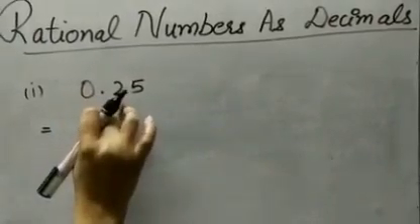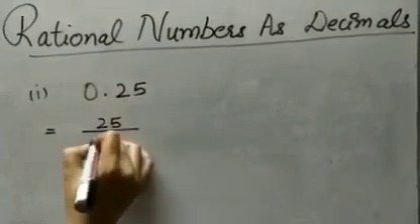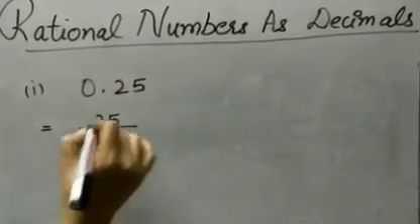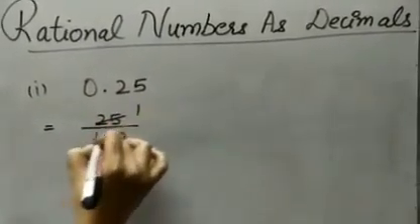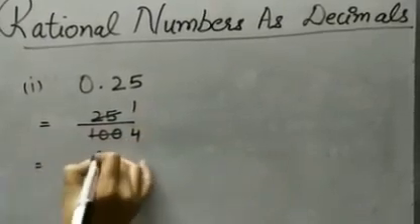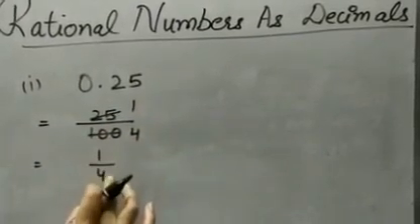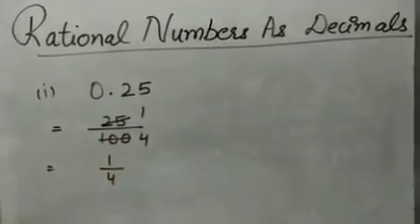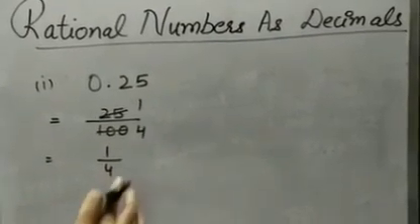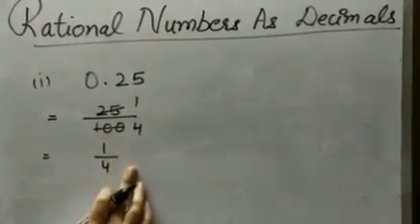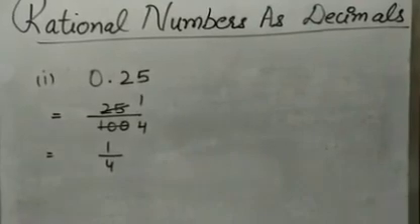How many digits do we have after the decimal? Two, so we have 100 in the denominator. Both are divisible by 25, giving 1 by 4. Now, 1 and 4 are not divisible by any other number except 1. So, this number is in standard form. I am taking one more example.